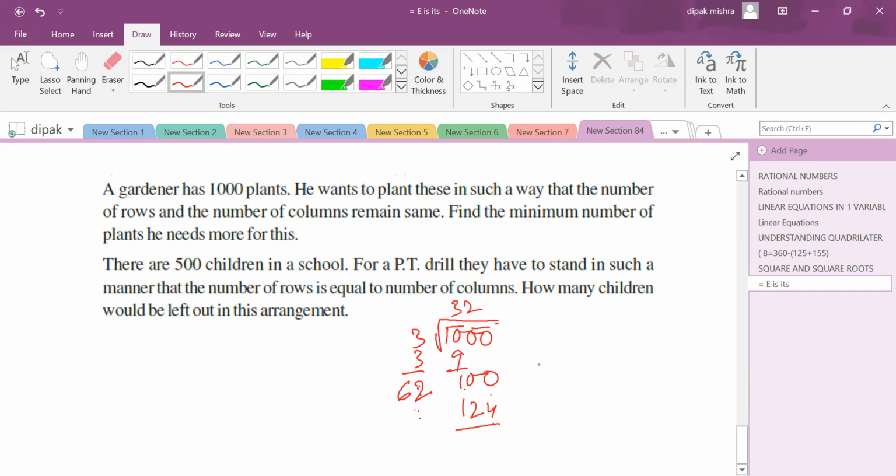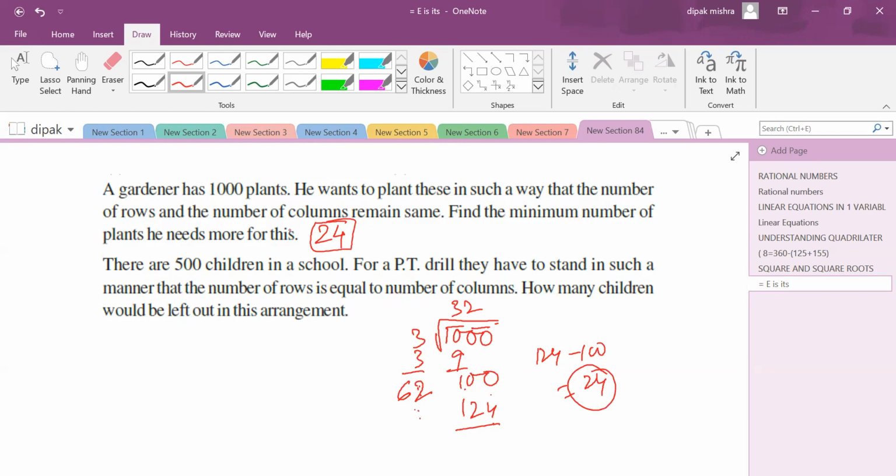It exceeds by 24, which means if he had 24 more plants, then he would have got the number of rows and columns to be the same. So he needs how much? He needs 24 more plants. That's the answer for this question. Okay, he wants to plant this.